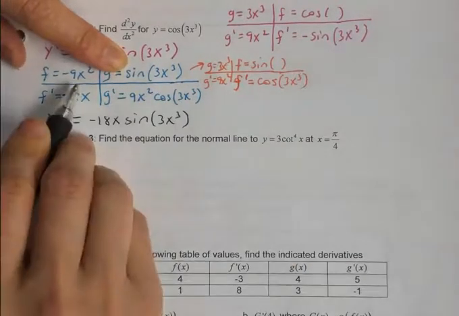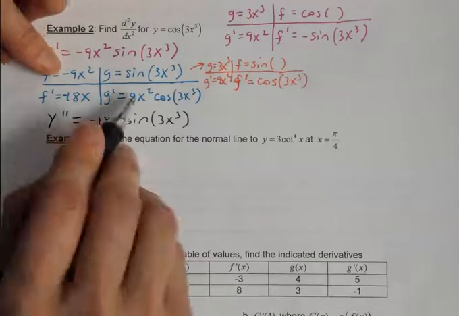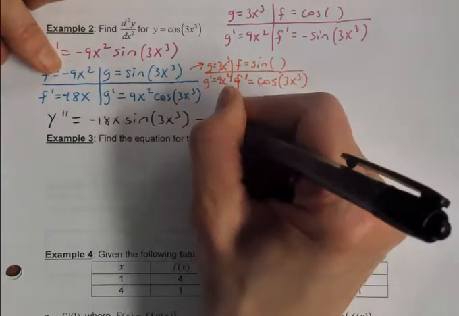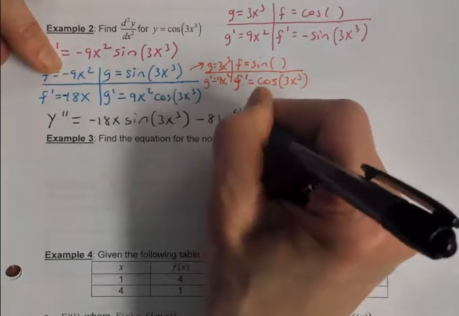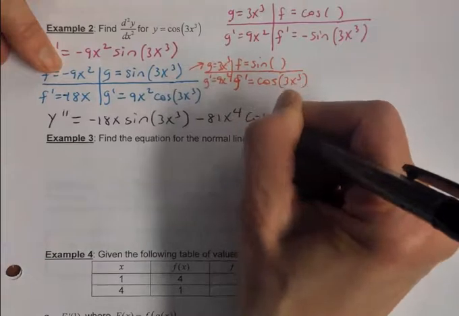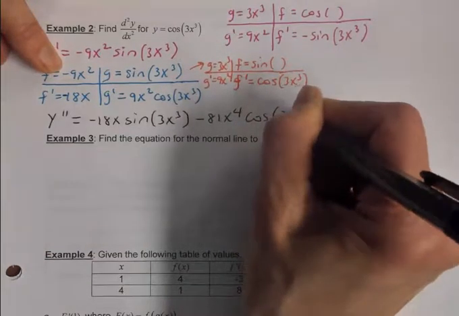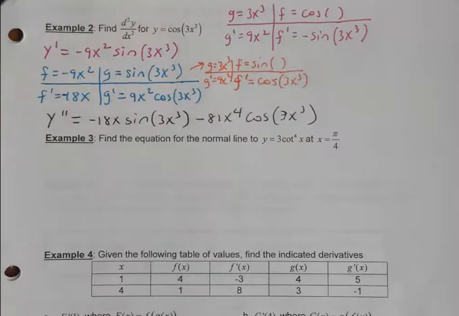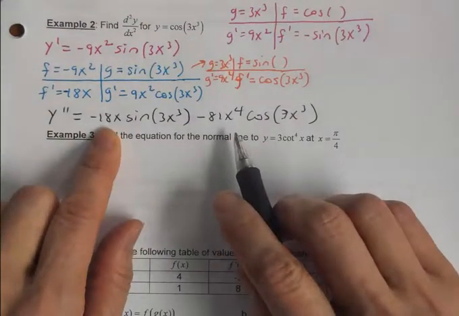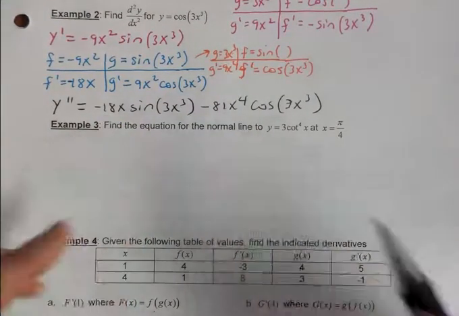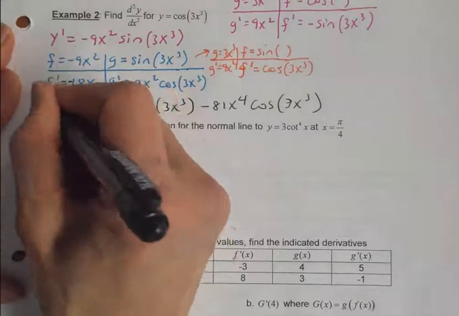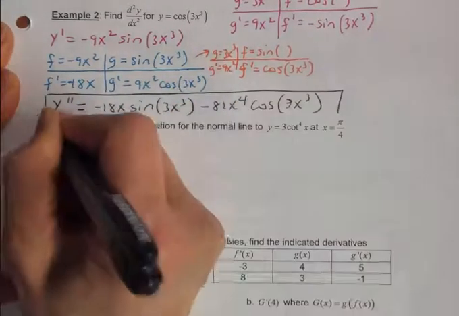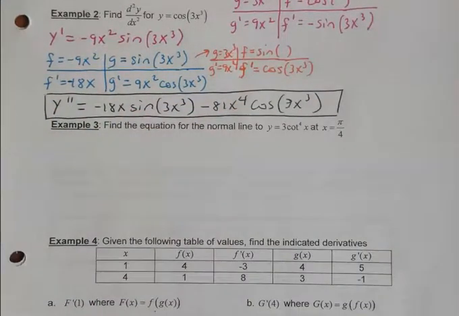And then, what do I have here? Plus, so it's a minus, minus 81x to the fourth times cosine of 3x to the third. Okay, now I guess I could take out a 9x and factor that out, but I'll just leave it as it is. So that'll be your answer. Okay, ask any questions if you have any.